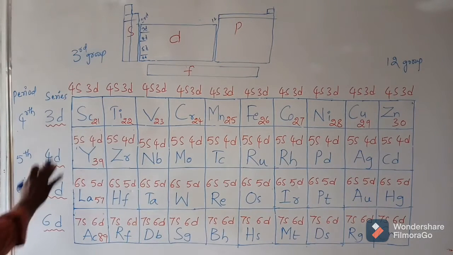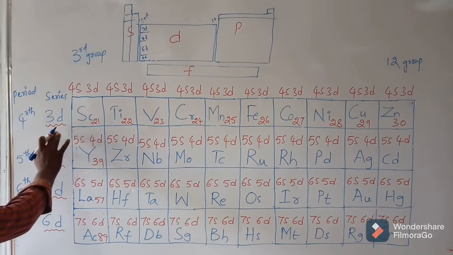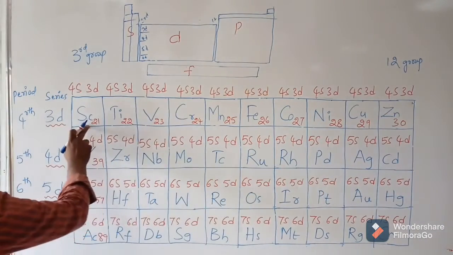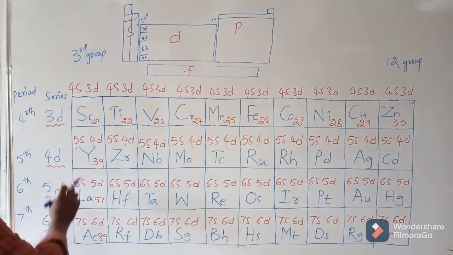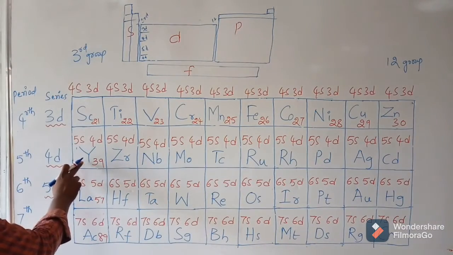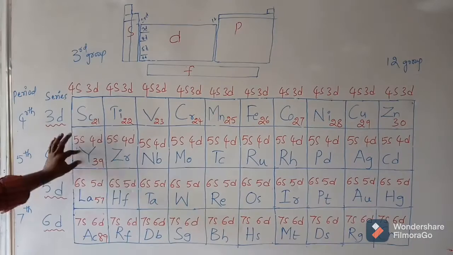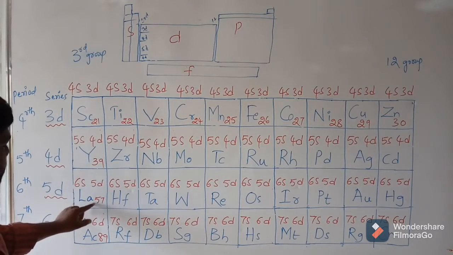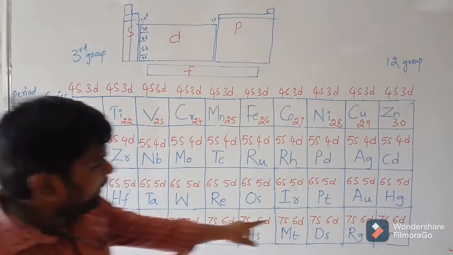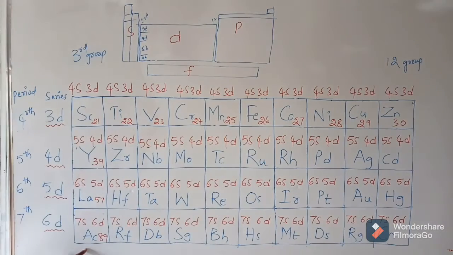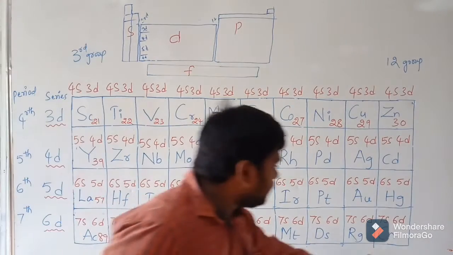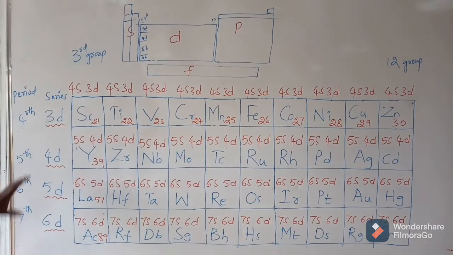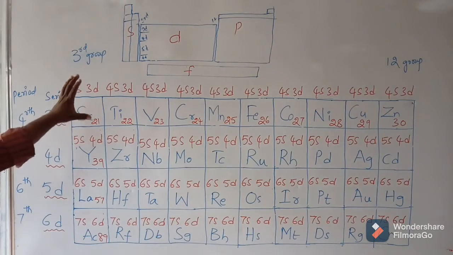The first series, the 3D series, starts from scandium to zinc: scandium 21, zinc 30. Next, the 4D series is yttrium 39 to cadmium 48, then lanthanum 57 to mercury 80, and next actinium 89 to copernicium 112. So this is the elemental information of the D block elements.